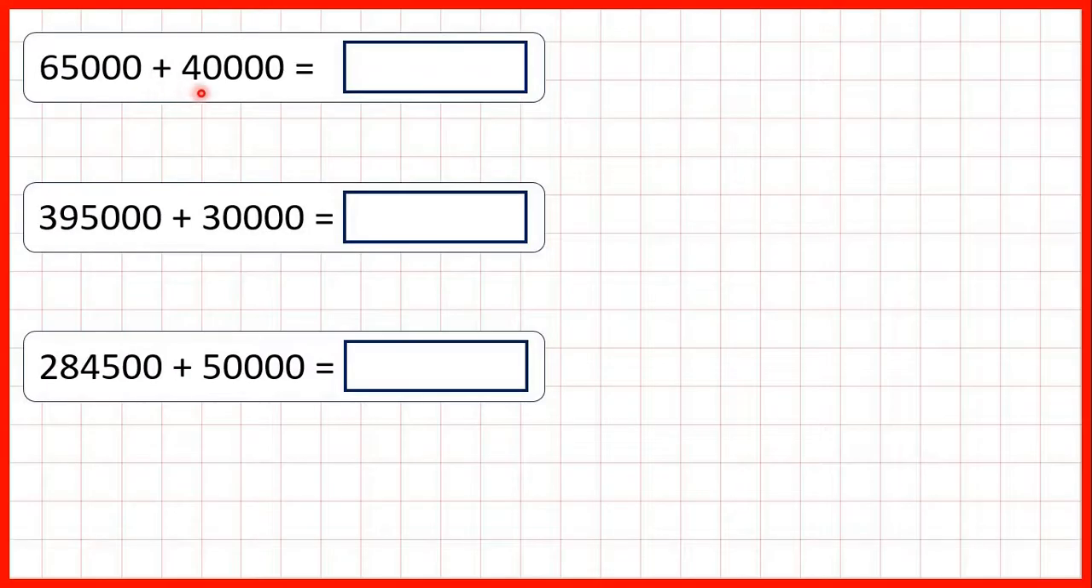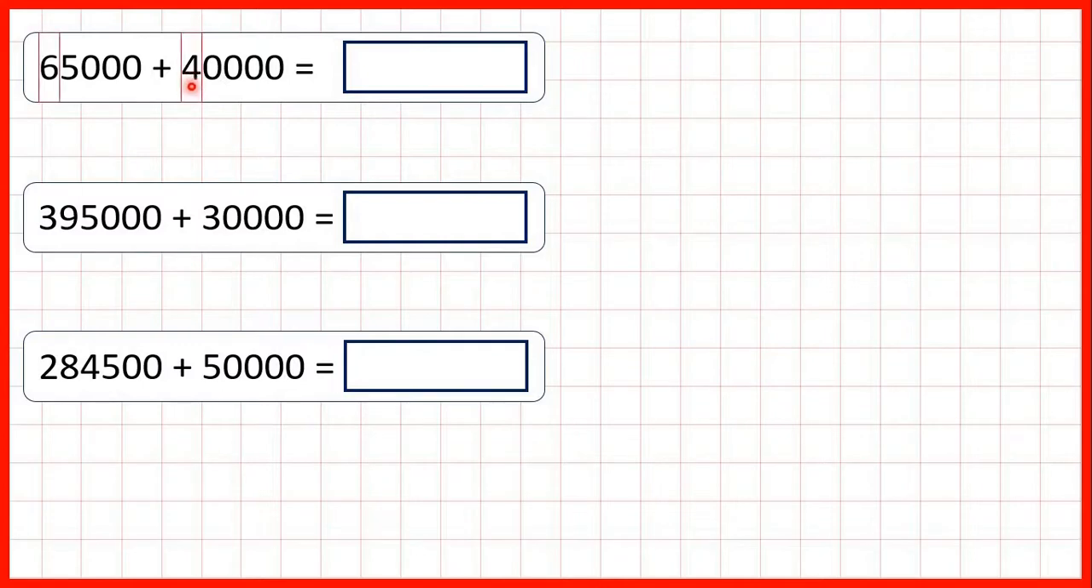Now we need to add a multiple of 10,000, so a number that ends in 4 zeros. And we can do this using our knowledge of place value, so without needing to use column addition. First, we have 65,000 plus 40,000.